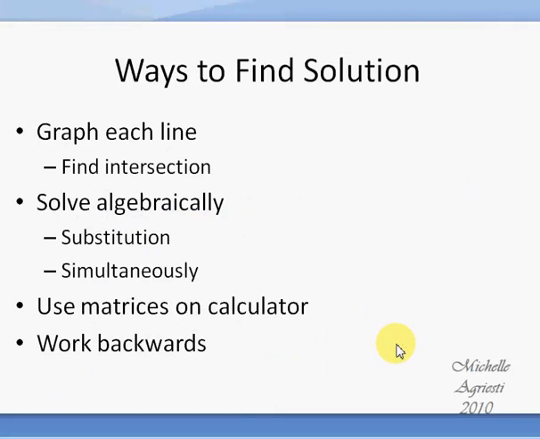So, several ways we can work the problem. We can graph it and find the intersection. We can solve algebraically, either using substitution or you can solve simultaneously. You can use the matrix on the calculator, or you can work backwards.